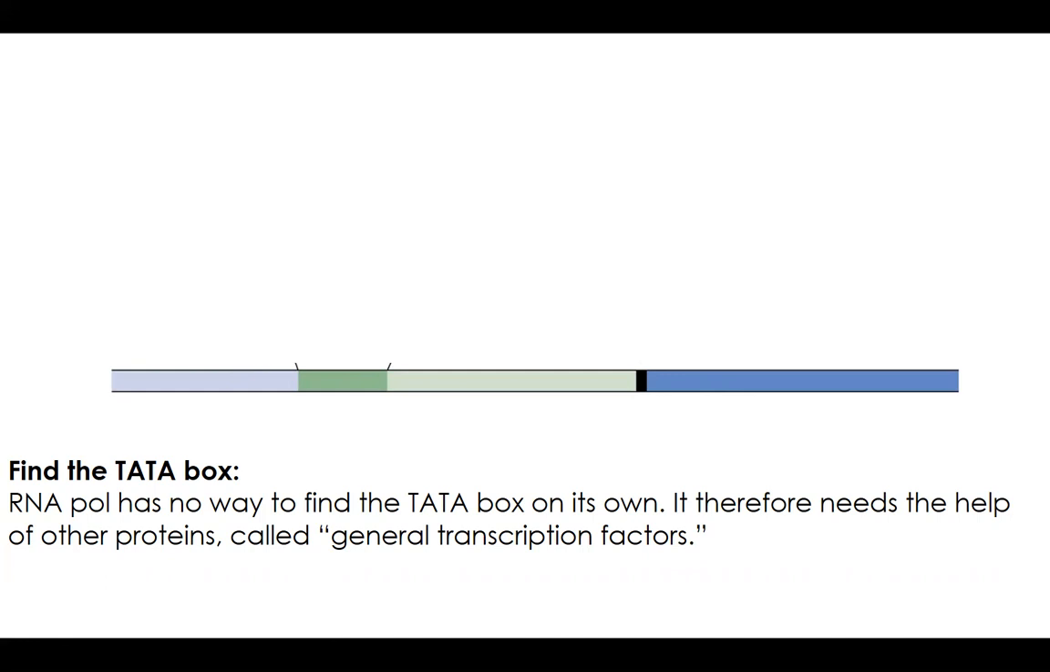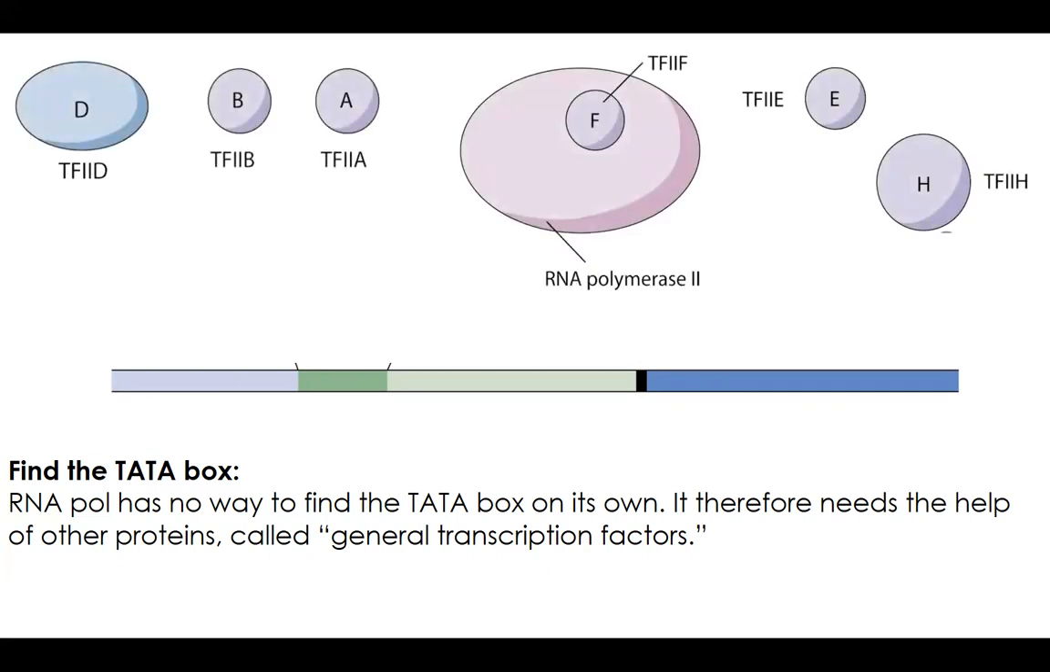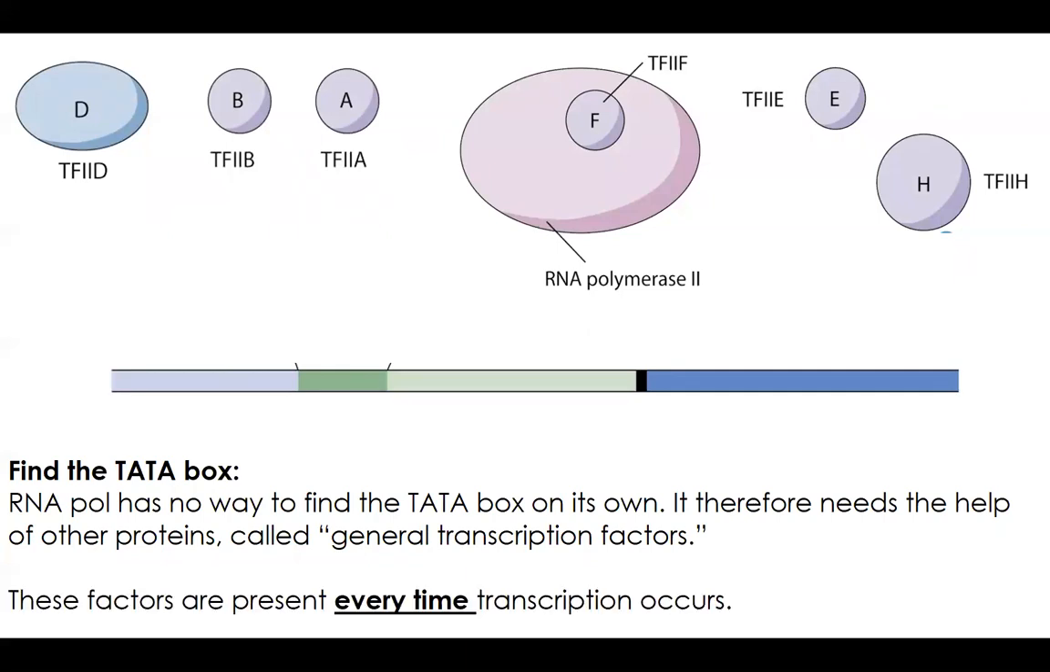General transcription factors make it sound like this could be any old transcription factor, but that is not the case. These are called general transcription factors because they're going to be present every time transcription happens, regardless of any other way that we're trying to regulate it. So they're called general transcription factors because they're the baseline case. They're always present in a eukaryotic cell. So here's our RNA polymerase along with our general transcription factors. Again, all of these are present every time transcription occurs.